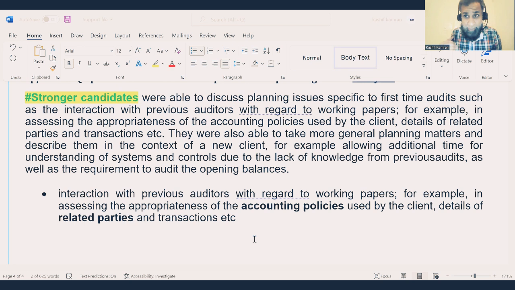Yes, this interaction with the previous auditor must have been done when you were taking the screening of the client. I totally agree with you, Ziaur Rahman. But the interaction you had previously with the auditor, would that have helped you in planning the audit as well? The interaction you had at the stage of client screening, would that help you in knowing which areas to focus on? Are you getting my point, Ziaur Rahman?